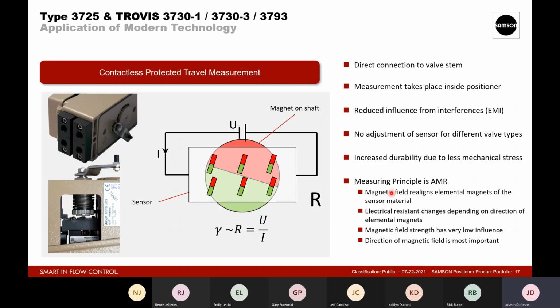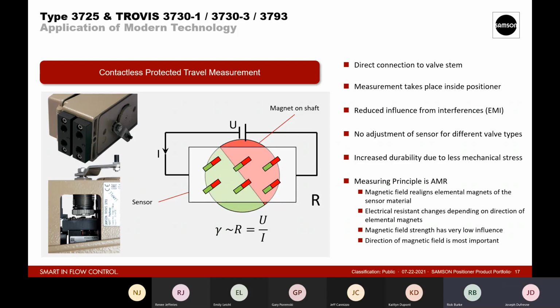The measuring principle used in our contactless sensor is an anisotropic magnetoresistive effect. So rather than looking at the magnetic field strength, we are using the direction of the magnetic field for our measurement. This concept is very similar to Hall effect sensors that are used in other non-contact positioners, but in general, the AMR sensors have a much higher sensitivity than the Hall effect sensor, and they can respond to both magnetic poles.